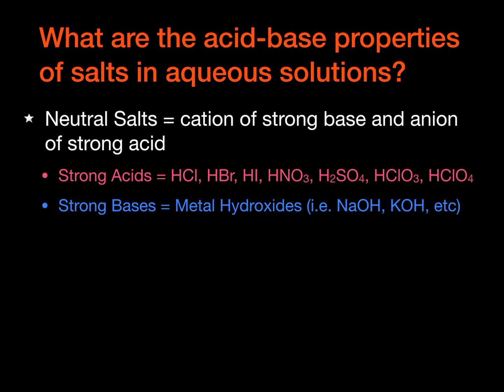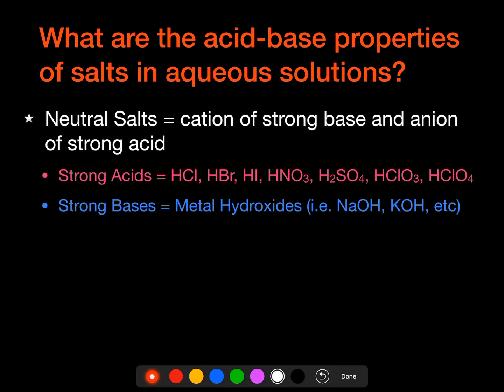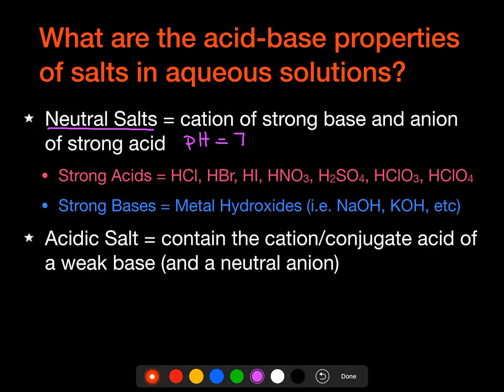One thing to consider is that these neutral salts are going to have a pH equal to 7. That's why they're neutral. It's possible to see these cations or anions in combination with other cations and anions that are not neutral. And so that's what we see here.